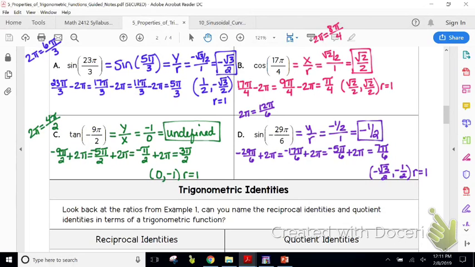Do you see how on A, B, and D, because they involved the r in it, that it was just the x or the y value? Just like we said at the beginning of the notes here. All right, so there's that example.